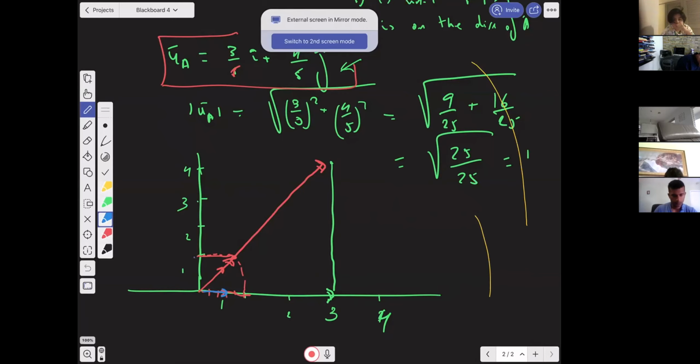For 4/5, I divide the 1 in the j direction in 5 parts: 1, 2, 3, 4, 5. And I go up 4 parts and across 3 parts. It is the vector u sub A, 3/5 i plus 4/5 j. And if you draw carefully, you will see that it is in this direction, which is the direction of A.